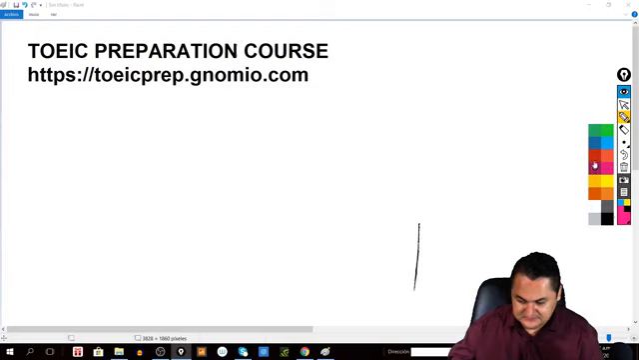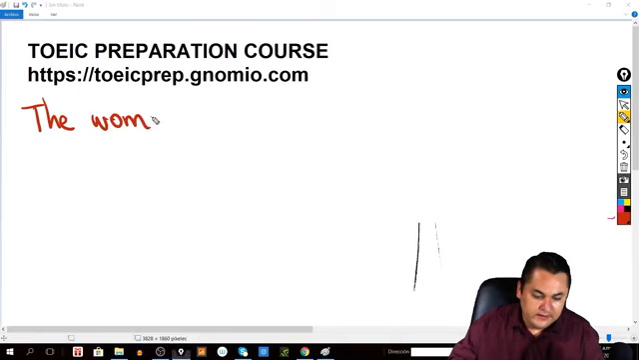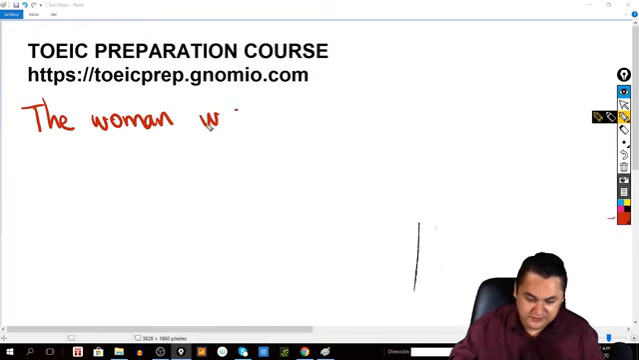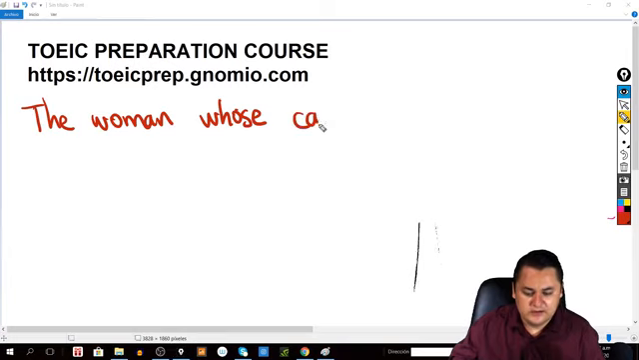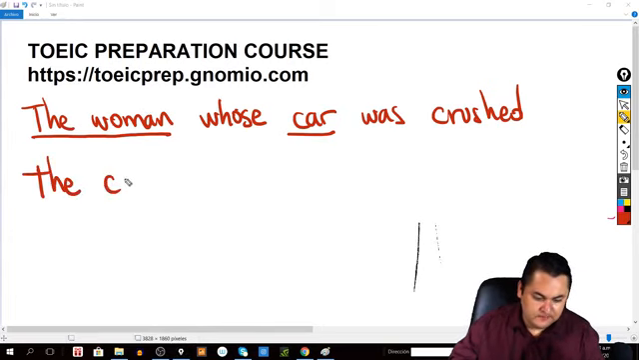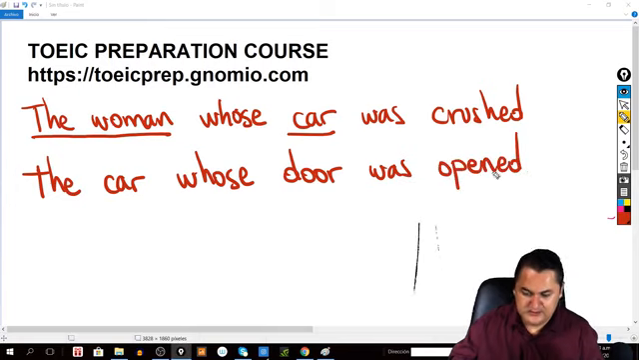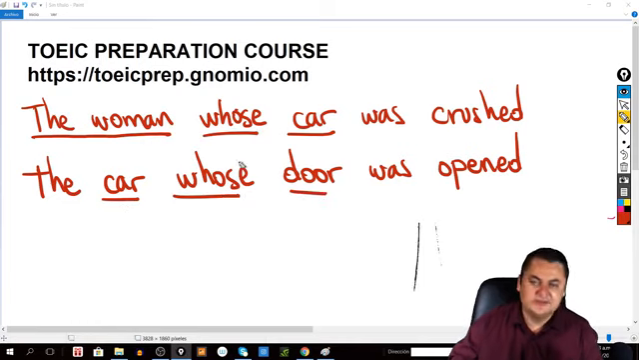Then we can also say the woman whose, I'm going to think about an object, whose car was crushed. Car is an object and woman is a person. I can also say the car whose door was opened, and in this case car is an object and door is another object, and for both cases I use whose.